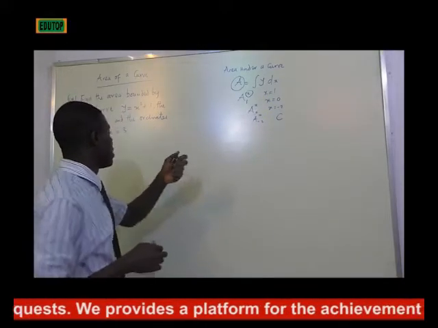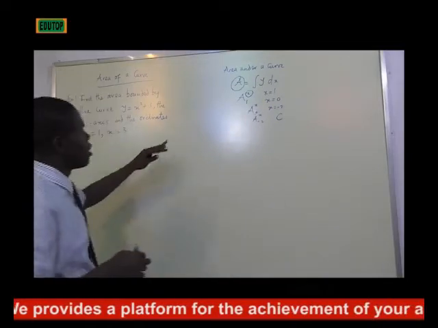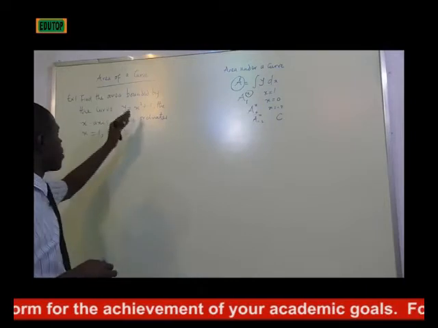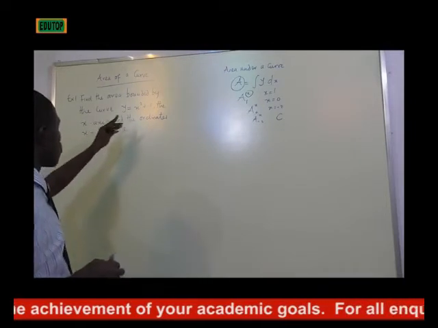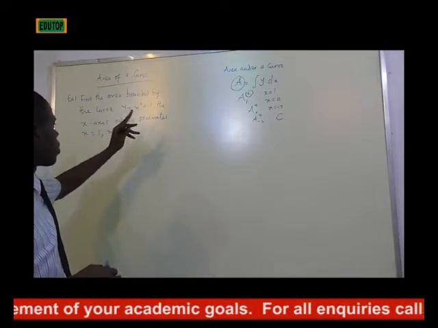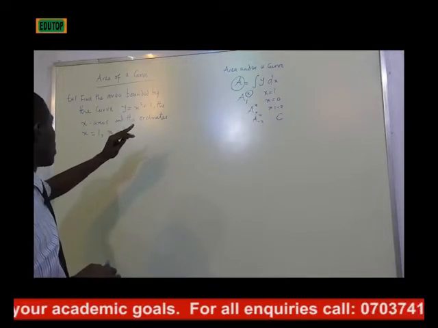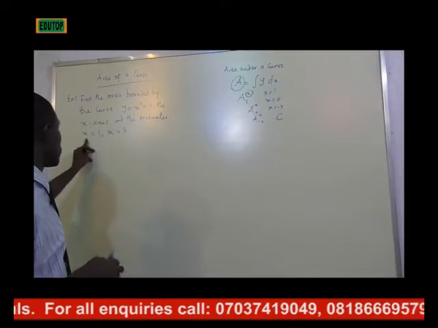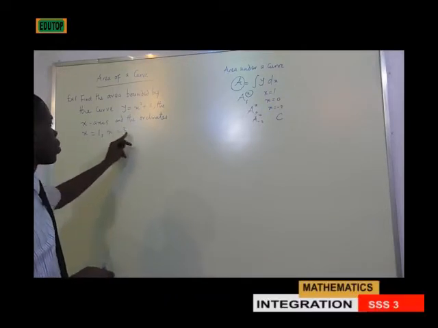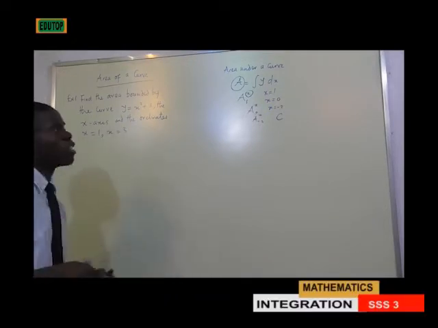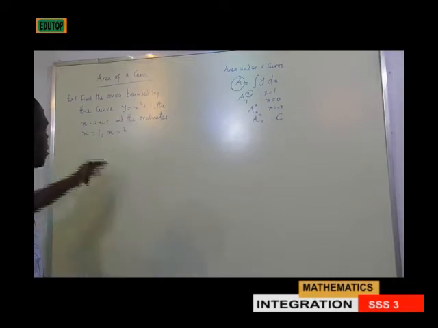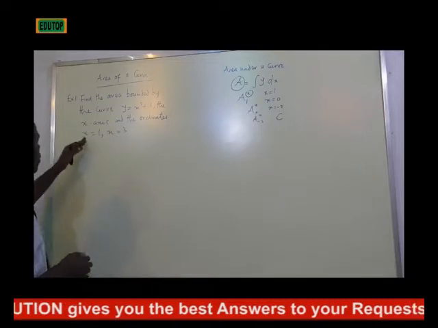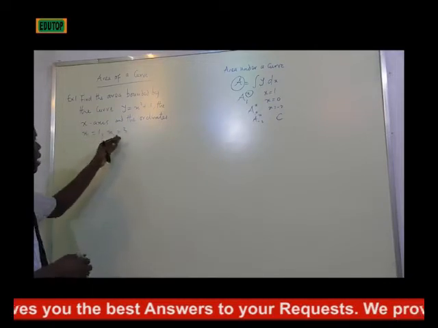So let's see a typical example to justify area under a curve. Find the area bounded by the curve y equals x squared plus 3, the x axis and the ordinates x equals 1, x equals 3. So this is a typical example of a question that can be designed for this particular subtopic. So here you'll be given two ordinates, x equals 1, x equals 3.